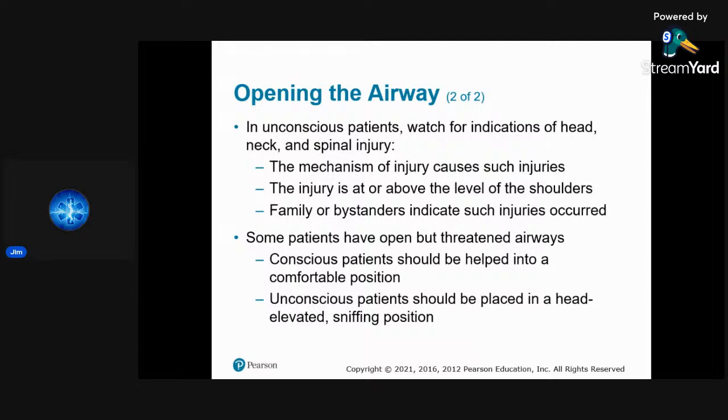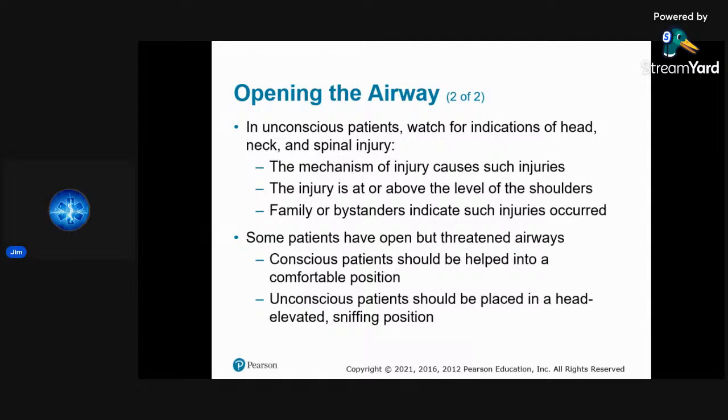Some indications of head, neck, and spinal injury in unconscious patients: the mechanism of injury that caused such injuries, like we talked about, falling off a ladder head first, a car wreck, diving accidents, all sorts of things, blunt trauma to the head or neck. Any injury that is at or above the shoulder, we're going to consider a head, neck, and back injury. And we're going to ask families and bystanders. Maybe they can indicate what happened. We can conclude what kind of injuries could come from that.